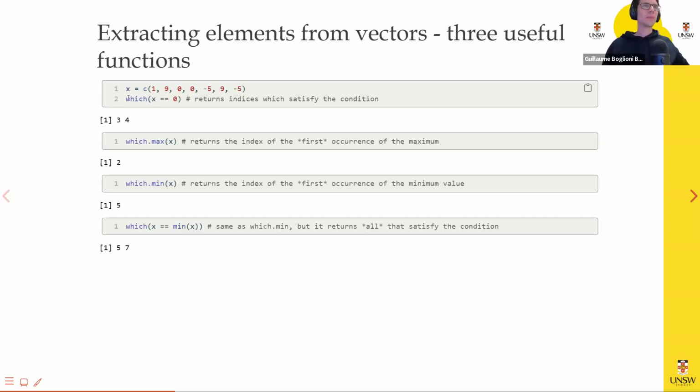And so how does which work? Essentially it returns the positions, here they're called indices, of the elements of the vector that satisfy a certain logical condition. So which x equals 0 will simply return the position of every element in the vector that satisfies being equal to 0. So here you see the third and the fourth are the only ones that are equal to 0. So which x equals 0 gives 3 and 4. And remember, as a logical condition, you need double equals. If you try with only one equal sign, it's not going to work.